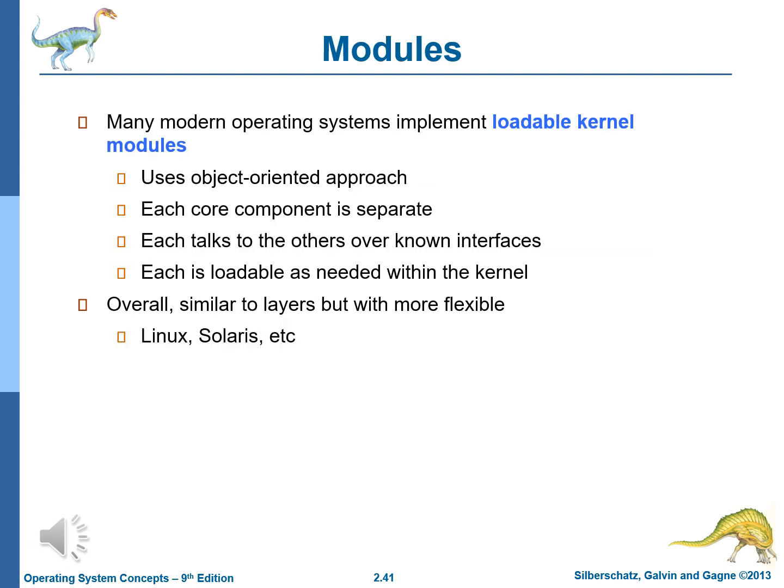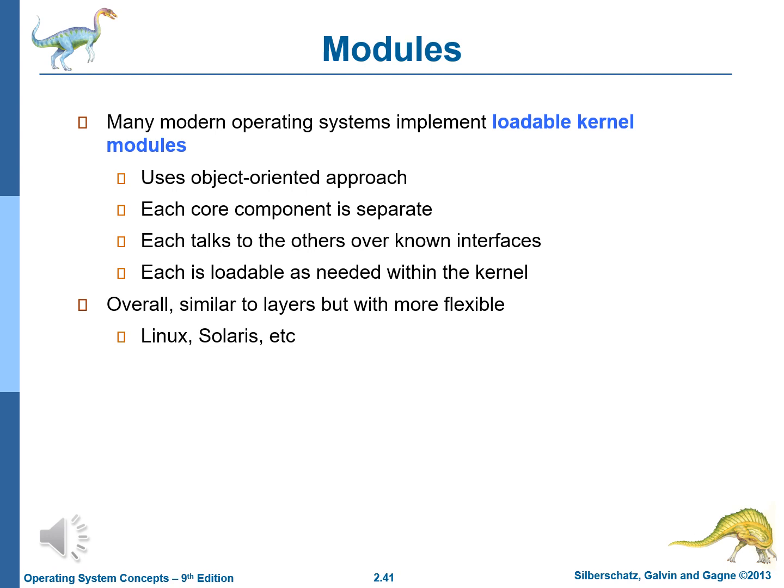Modules. Perhaps the best current methodology for operating system design involves using loadable kernel modules. Here the kernel has a set of core components and links in additional services via modules, either at boot time or during runtime. This type of design is common in modern implementations of Unix such as Solaris, Linux, and Mac OS X, as well as Windows. The idea of the design is for the kernel to provide core services while other services are implemented dynamically as the kernel is running.